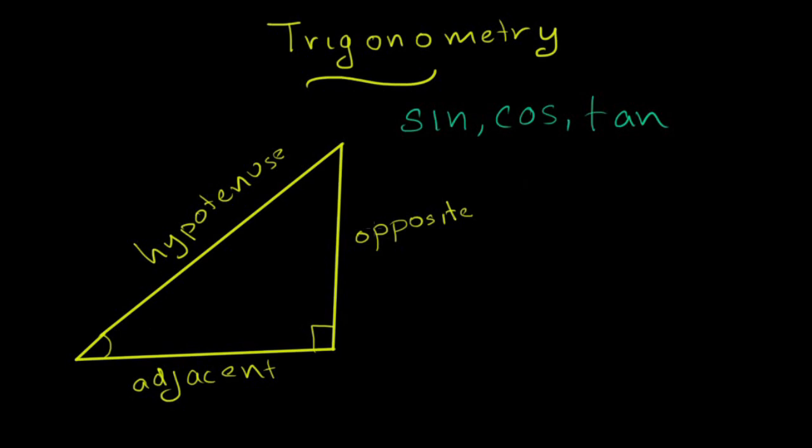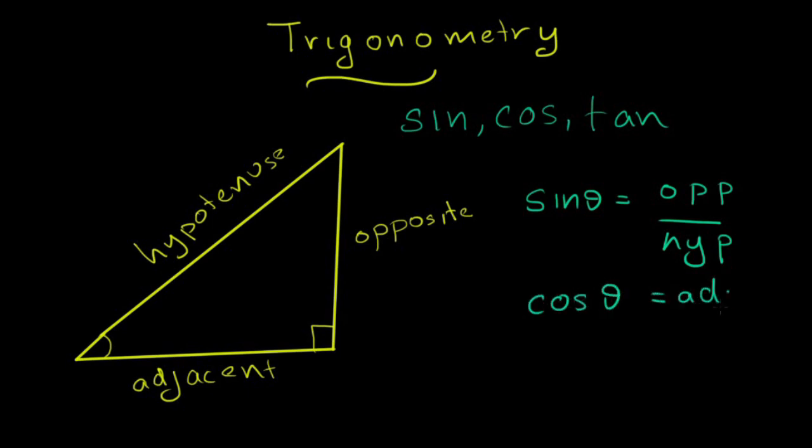So sine of theta is equal to opposite divided by hypotenuse. Cosine of theta is equal to adjacent divided by hypotenuse, and tangent of theta is equal to opposite divided by adjacent.